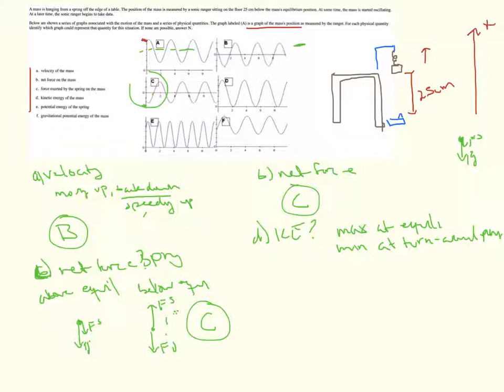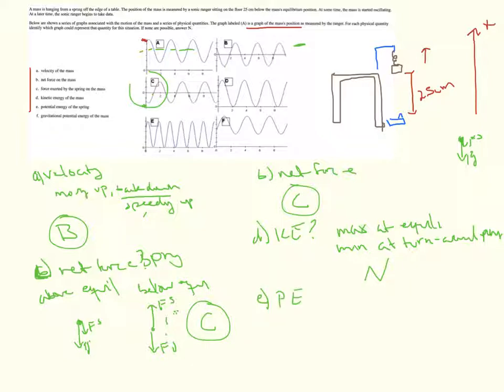And so, right, if none are possible, answer none. Oh, so it should be never negative, but it should also cross 0. So E is never negative, D is never negative, F is never negative. F never reaches 0. D does reach 0, but at the wrong place, and E does reach 0, but at the wrong place. So none should be the answer for kinetic energy.